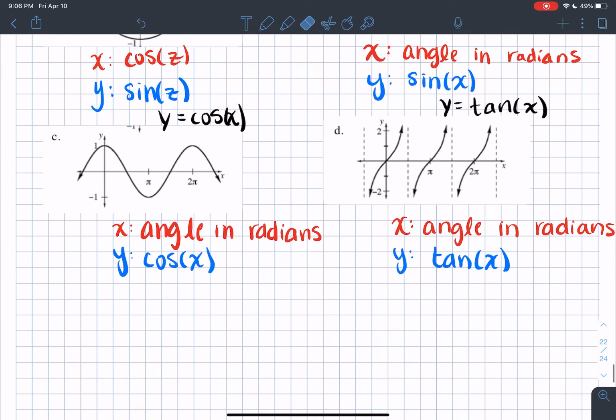In part C, we discovered a very similar conclusion to part B, that x is the angle in radians and y is cosine of x. And in part D, we found that x is the angle in radians and y is tangent of x. Go ahead and make sure your notes are all good for this section, and then move on to the video for 7-114.